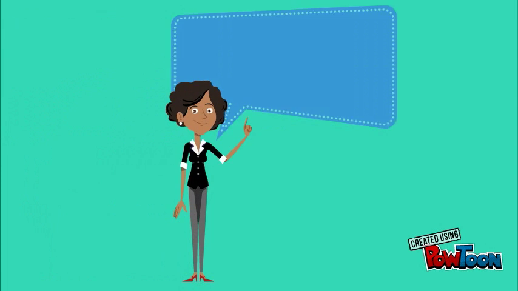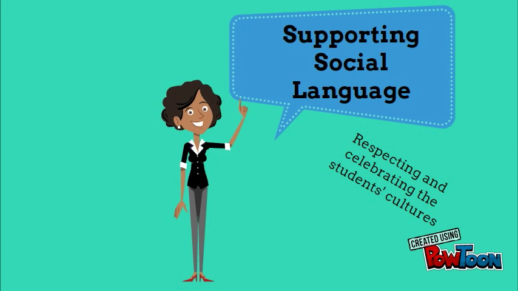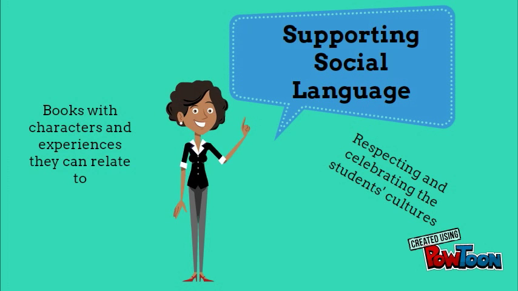Teachers can support the development of social language by creating culturally responsive classrooms which respect and celebrate the culture of the students. An example of this is choosing books to read out loud that mirror the experiences of the students in the class and through which children can relate.